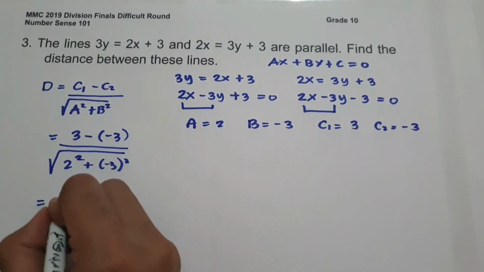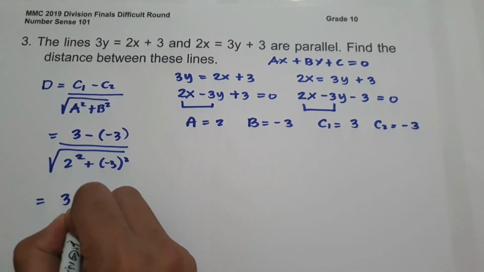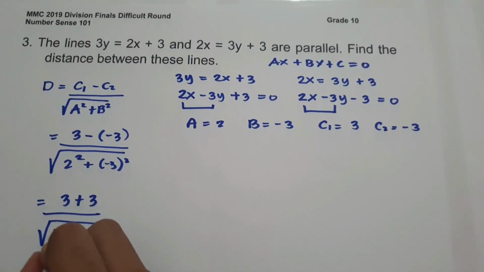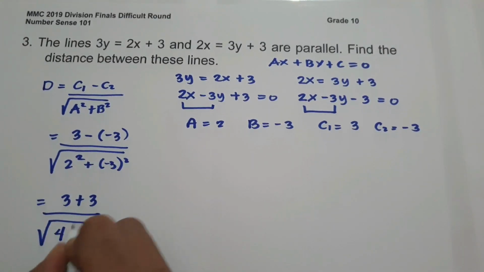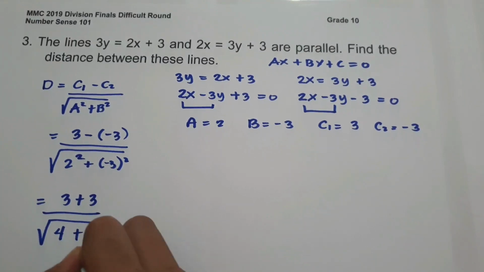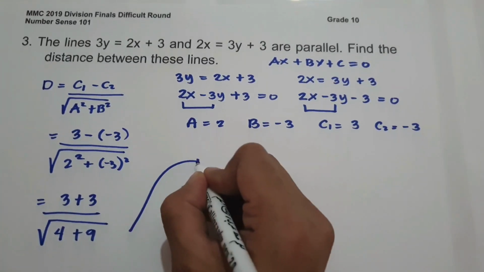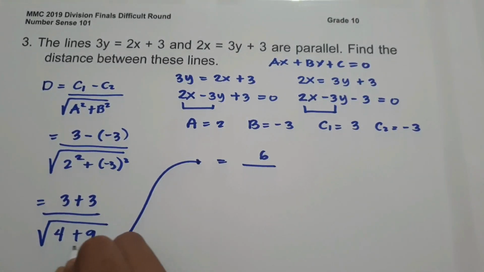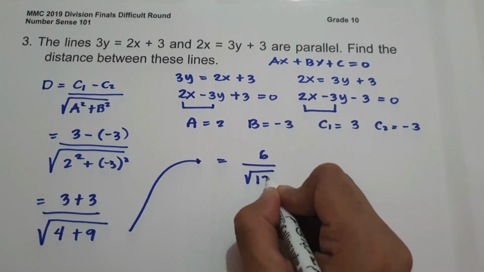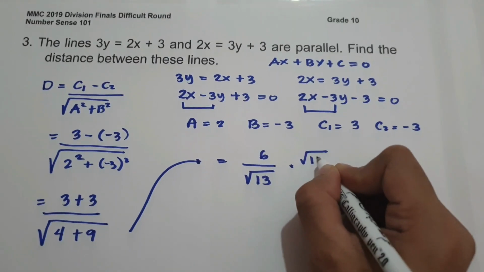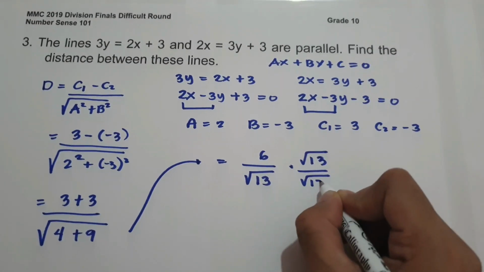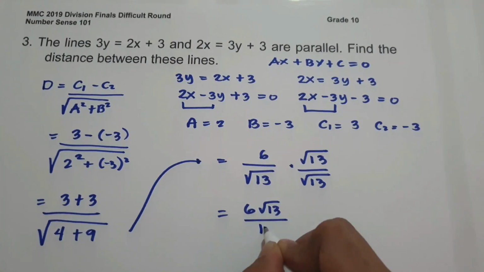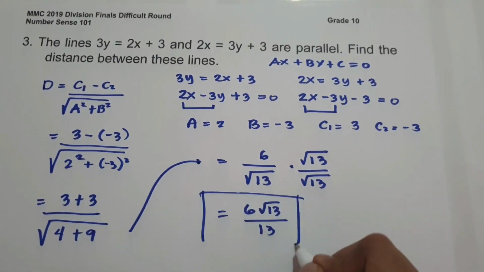So to simplify, we have 3. Negative times negative is positive 3. And then square root of 2 squared, that is 4. And then negative 3 squared, that is 9. So we have now 3 plus 3, that is 6, over 4 plus 9, that is the square root of 13. Let us rationalize. So this will be 6 square root of 13 over 13 units. So this will be our answer.